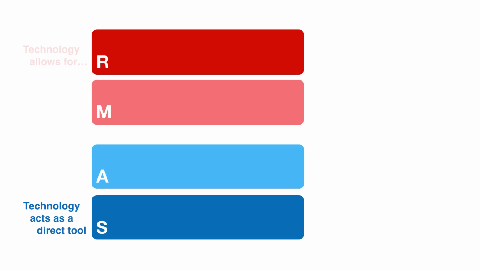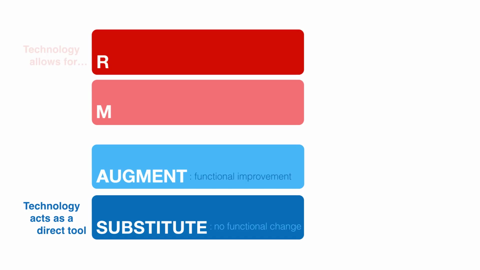We're starting at the bottom here. So really in the beginning, we're talking about technology acting as a direct tool substitute. That's where the S comes in and really means that there's no functional change. So your technology is replacing some other task, but there isn't any specific change there. Maybe there's a few advantages, but if after say a year or so this was really the only level that you're at, you'd have to question whether the investment in the new technology had been worth it.